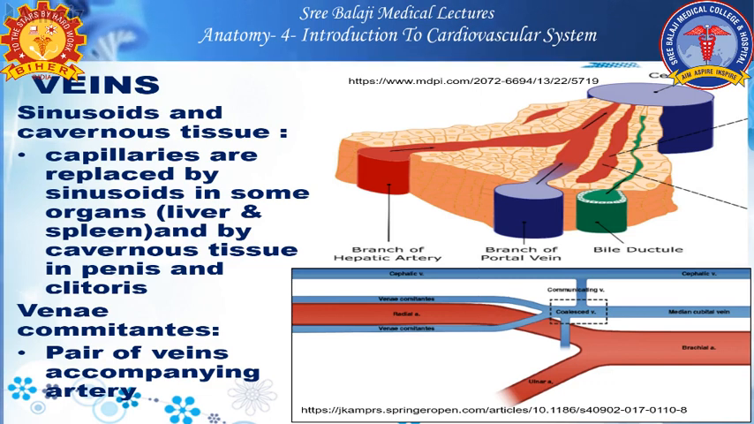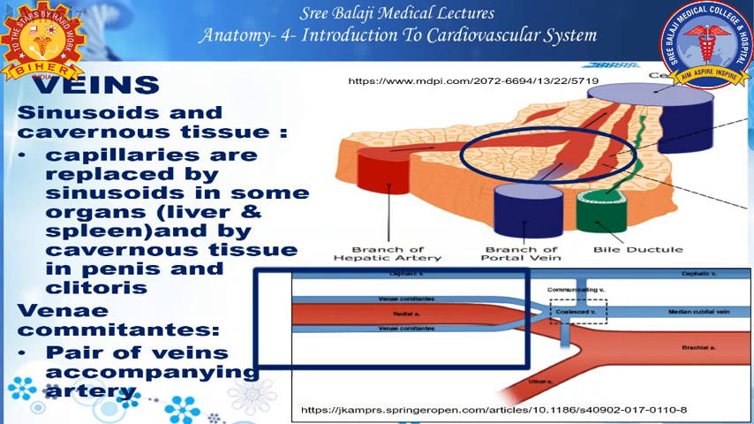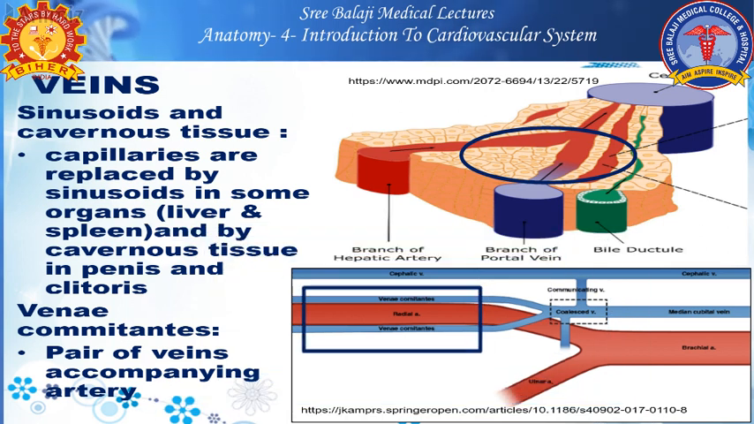Coming to sinusoids and cavernous tissues. In certain organs like liver and spleen, the capillaries are replaced by sinusoids. They are also seen in organs like penis and clitoris. Venae comitantes are the pair of veins which are accompanying the artery.